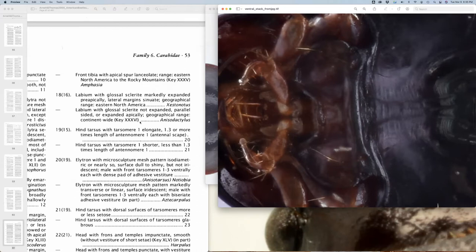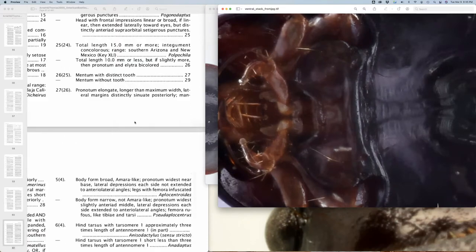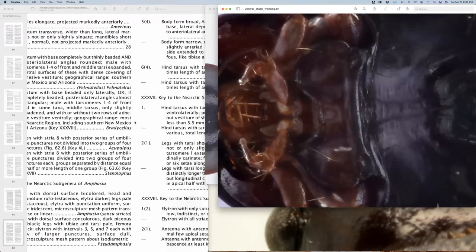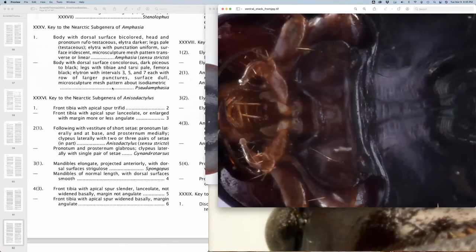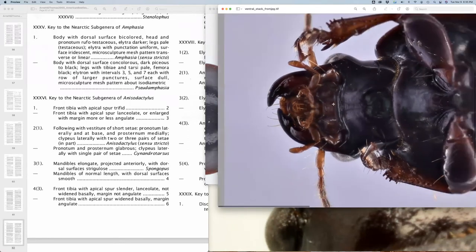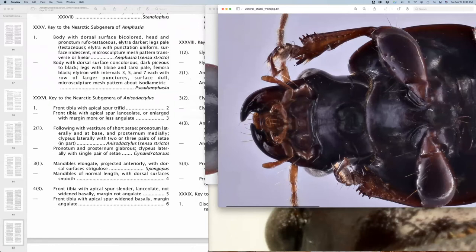Now, interestingly, we can go again to another key, to 36. And so we can scroll down and find a key to the subgenera of Anisodactylus. And so here, front tibia with apical spur trifid, so three-pronged, or front tibia with spur lanceolate or enlarged. So let's take a look here.